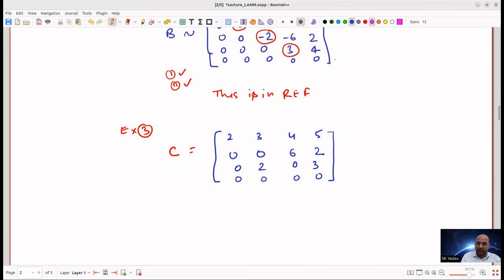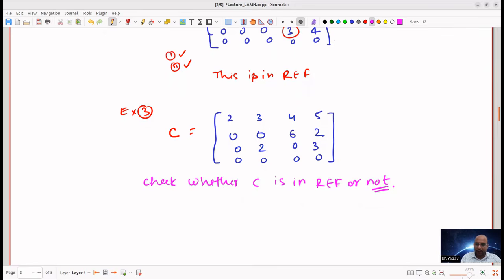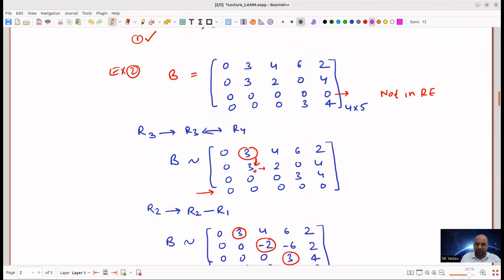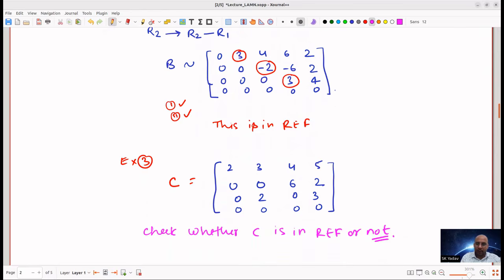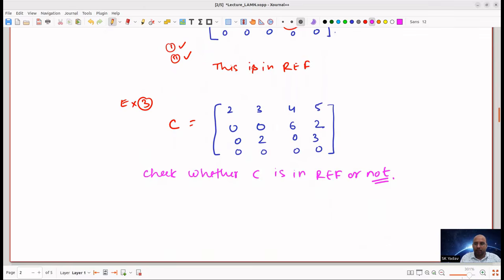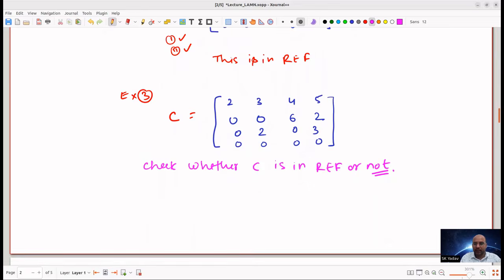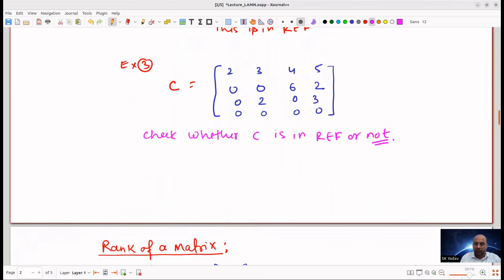Now your task is to check whether C is in REF or not. If it is not in REF, change it into REF. I hope you understand the concept of row echelon form. It has only two conditions. First, the 0 row, while applying elementary row operations, should be at the bottom, and the leading element of any row should be to the right of the leading element of the previous row.